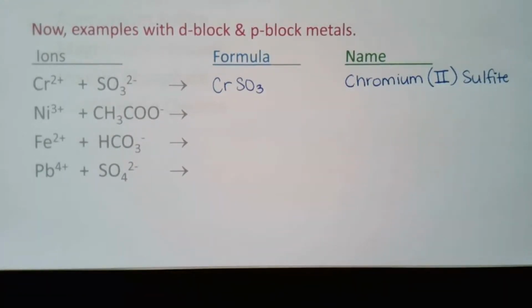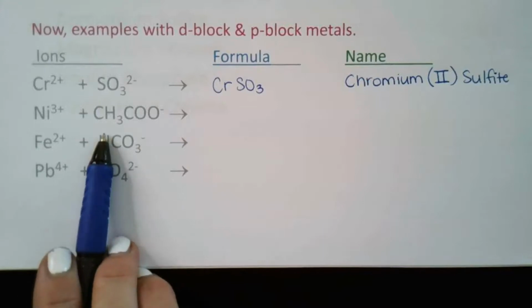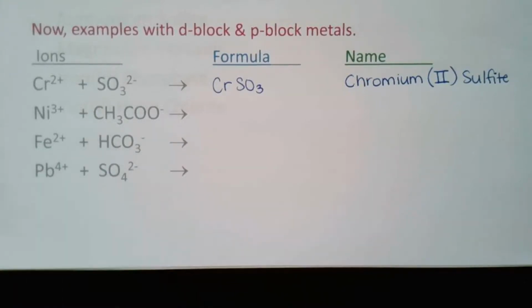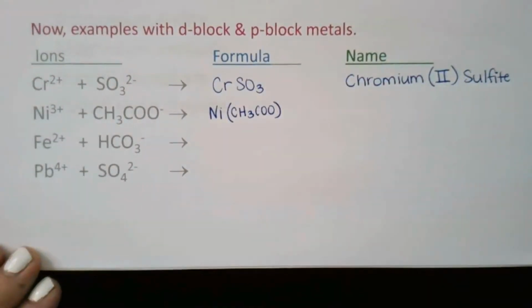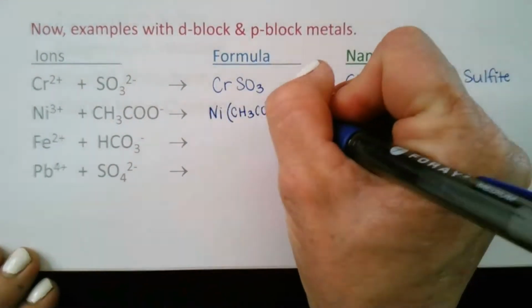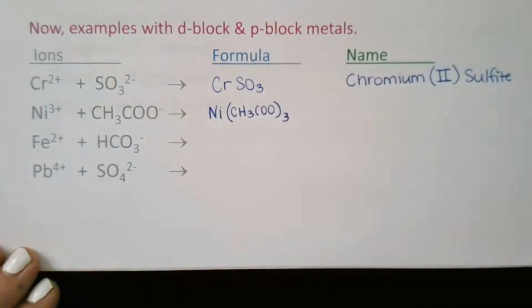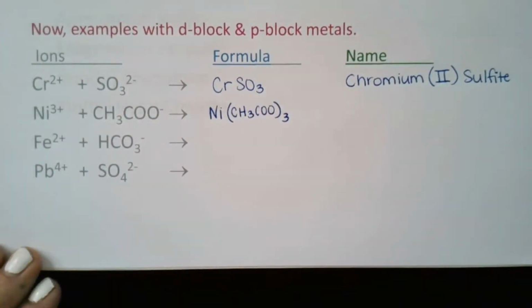Here is our next one. We're going to take nickel, Ni3+, and what's this one called? This is acetate. So we have nickel and acetate. We're going to crisscross them first off, and we end up with Ni(CH3COO)3. So that is our nickel acetate.